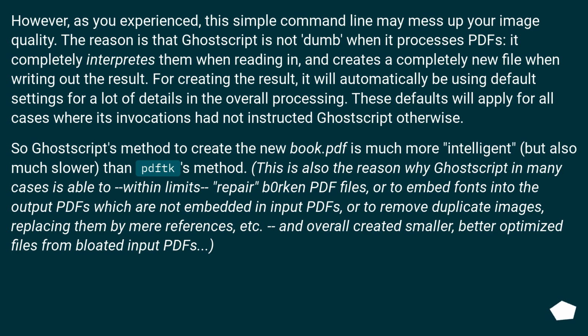For creating the result, it will automatically be using default settings for a lot of details in the overall processing. These defaults will apply for all cases where you had not instructed Ghostscript otherwise. So Ghostscript's method to create the new book.pdf is much more intelligent, but also much slower, than pdftk's method. This is also the reason why Ghostscript in many cases is able, within limits, to repair bugs in PDF files, or to embed fonts into the output PDFs which are not embedded in input PDFs, or to remove duplicate images, replacing them by mere references, etc. and overall create smaller, better optimized files from bloated input PDFs.